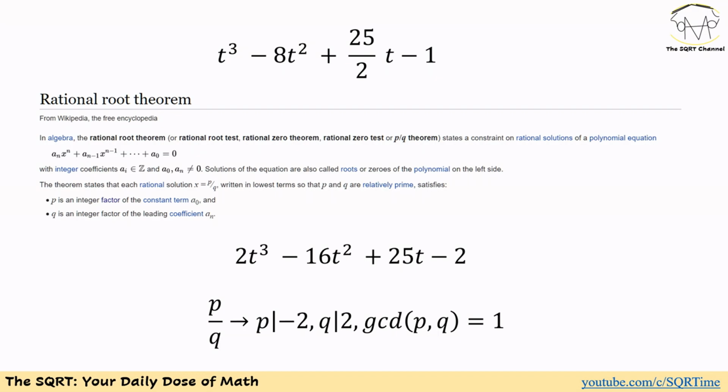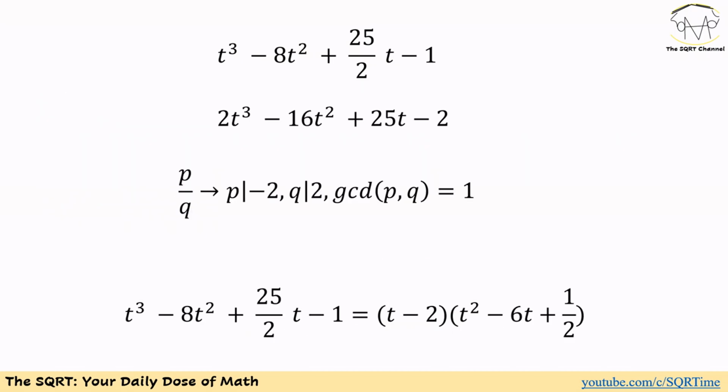So we are going to look for p over q, where p and q are relatively prime. P is going to be a divisor of negative 2, and q is going to be a divisor of 2. Based on what we've learned, 2 can be a potential root for this polynomial. 1 can also be another potential root. We need to basically try and see if one of these values is going to be a root for this polynomial. If you try them, you're going to see 2 is actually a root for this polynomial.